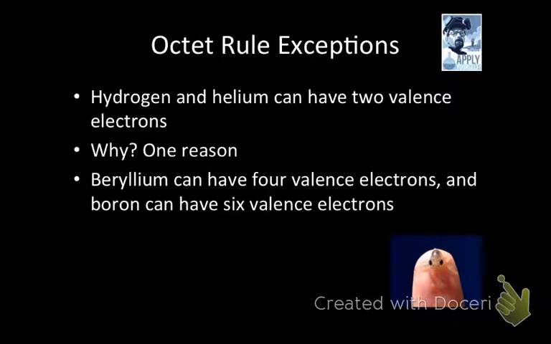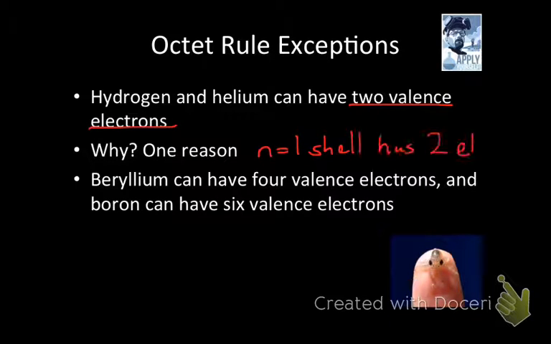That's because hydrogen is an exception. Hydrogen and helium can have 2 valence electrons and still be happy as if the other atoms had 8. Why? One reason is that those 2 valence electrons fill the n equals 1 shell that hydrogen and helium have electrons in. The n equals 1 shell only has 2 electrons, so it'll be full with just 2 electrons, and that's okay for hydrogen or helium. Beryllium is another exception. It can have 4 valence electrons, and boron can have 6 valence electrons. Why? We're not going to worry about it, so just take my word for it that beryllium can have 4 and boron can have 6 valence electrons.